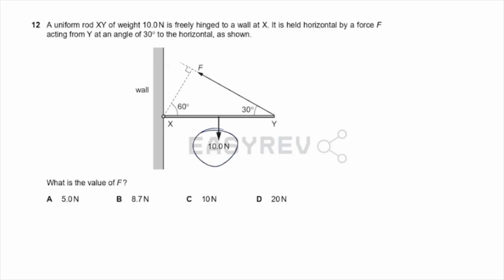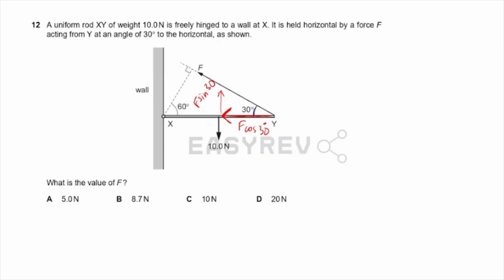Now, let's focus on resolving that force F. Now, force F itself is tilted at an angle of 30 degrees, right? So, we can break it down into its component adjacent to the angle 30, which would be F cos 30 degrees. And then a component that is opposite to this angle of 30 degrees, which would be F sine 30.